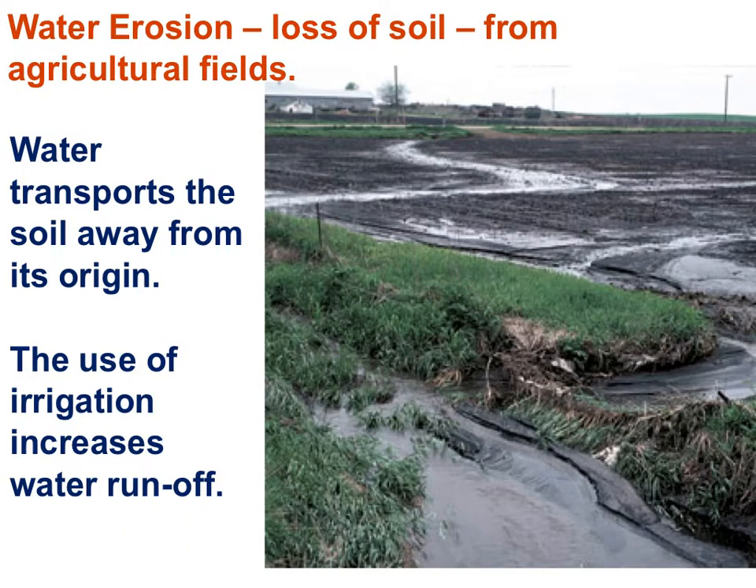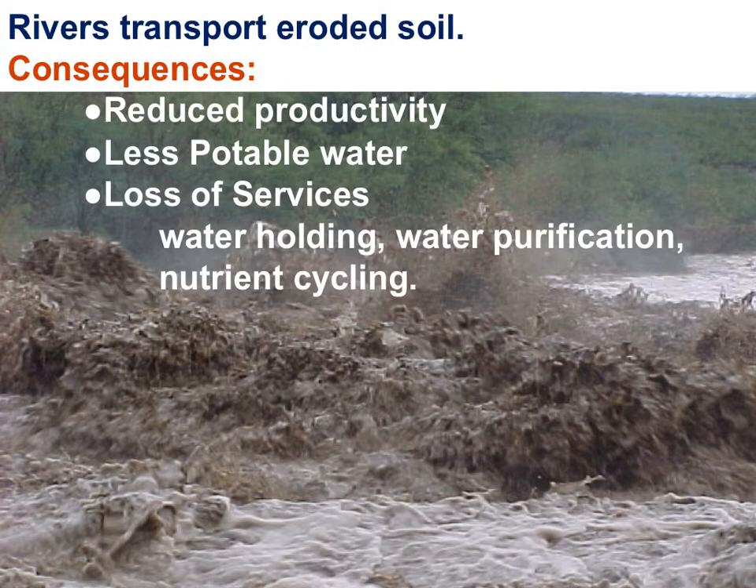Here is another image of erosion in action on an agricultural field. As I've hinted, agricultural practices accelerate erosion, particularly irrigation, plowing, and leaving the fields bare, otherwise known as fallow. More on all of this in the slides to come. This river is carrying soil away. Erosion has occurred somewhere upstream.